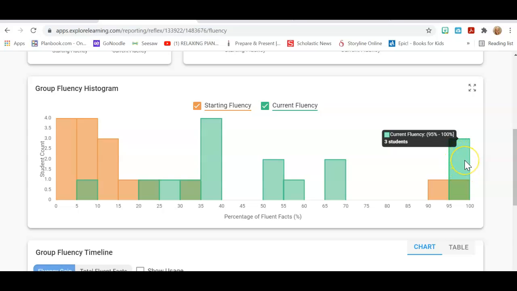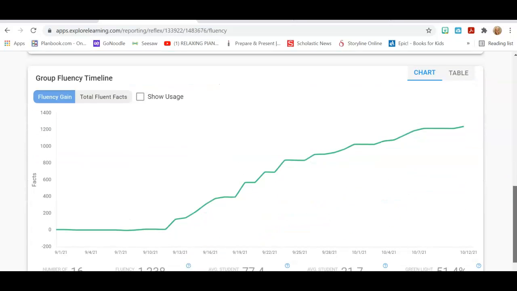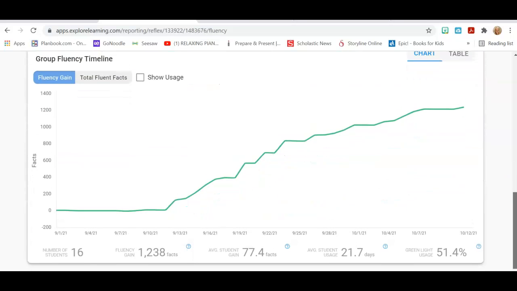And again, like I said, I had 2 students that used Reflex in first grade and they were pretty high and pretty fluent with that. So I may end up switching their assignment. And then down here, the last one I wanted to show you is this group fluency timeline. It started when we started using Reflex, so September 1st up until today, October 12th.